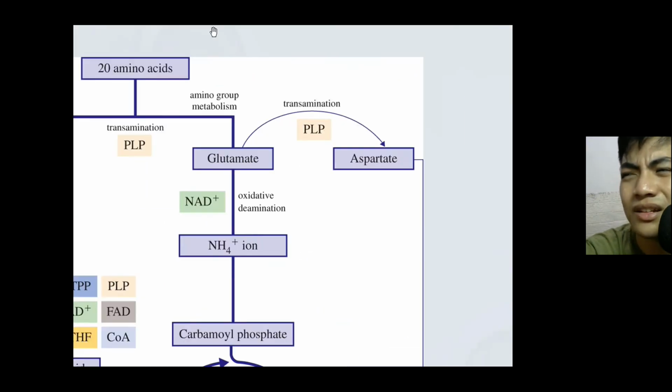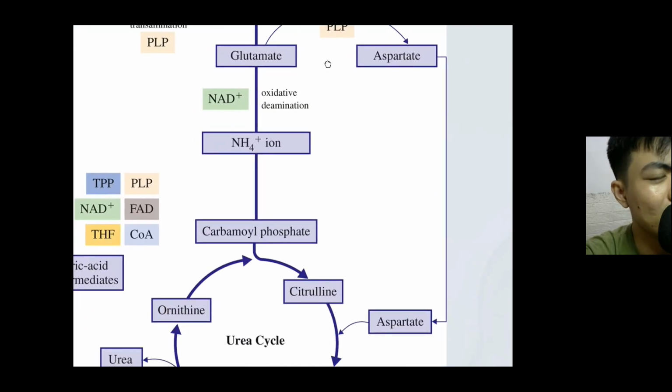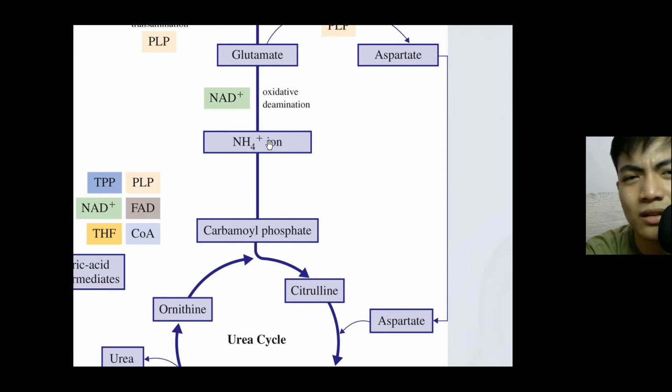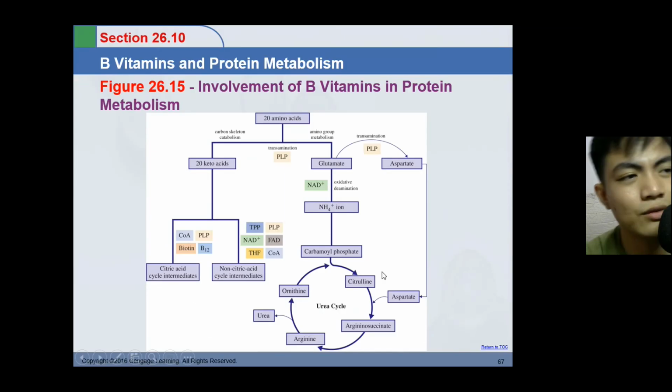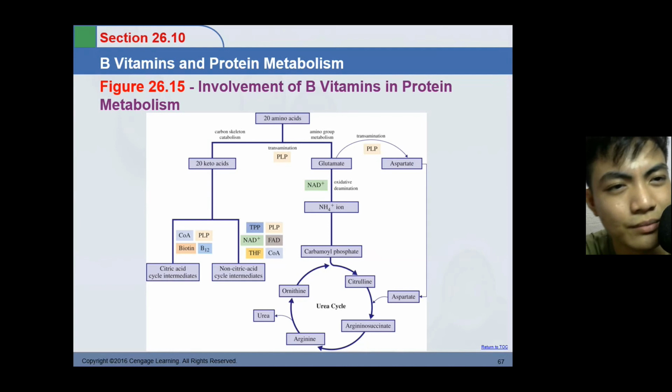Okay? So, dito naman, from the amino group, okay, so from the glutamate, kailangan natin uli ng PLP in order to produce aspartate. Okay? And then yung glutamate, it can undergo oxidative deamination to produce ammonium ion, and that ammonium ion can join our urea cycle, eventually forming urea. Okay? So, yan. Yun yung role ng ating vitamin B sa ating protein metabolism and our metabolic processes. Okay? So, yan.